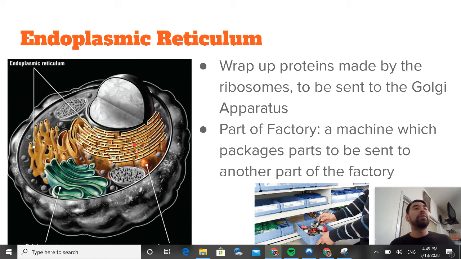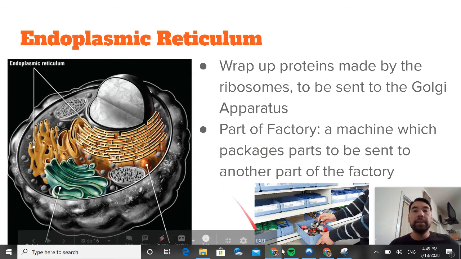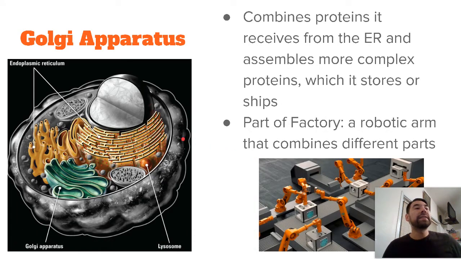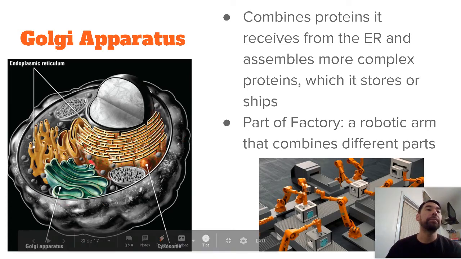So, if we had to talk about the ER as if it were part of a factory, we would say that it's a machine that packages parts to be sent somewhere else in the factory. So here in this picture, we can see there's a bunch of little parts, a bunch of little proteins that are packaged and separated. And where would they be sent? Well, they'd be sent to something called the Golgi apparatus, which is this green part.